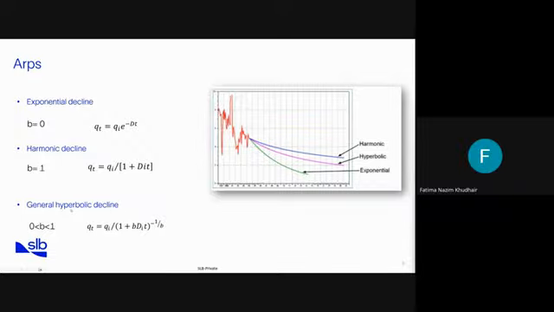The hyperbolic will be more generalized, and it will give you forecasting on the long term. On the opposite side, the exponential will give you only short-term data and short-term forecasting. Here are the three curves that are used in ARPS.